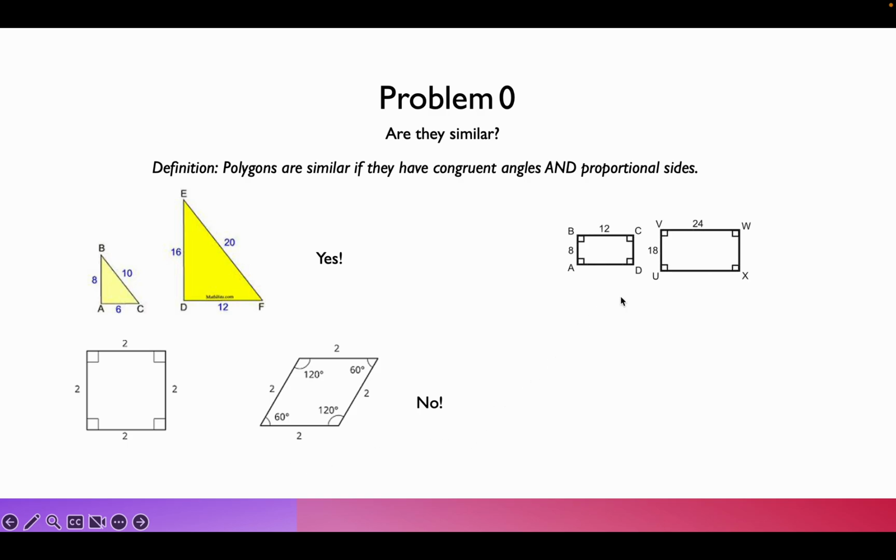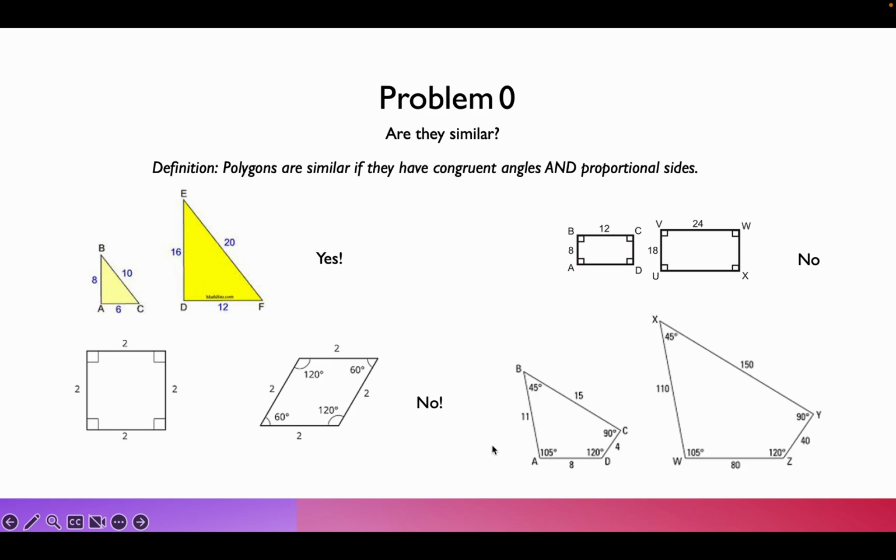Here's another one. Here's a couple rectangles. Looks like I have the congruent angles. Everything is 90 degrees. Wait, so check out 8 to 18, well, that's 10 different. 12 to 24, that's double. Well, double 8 is 16, and this one is not proportional. That's a no.